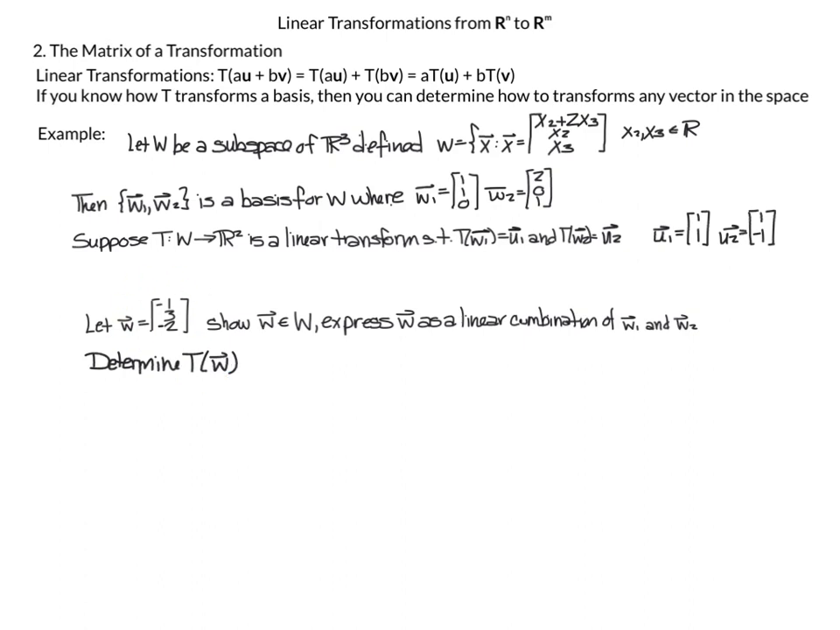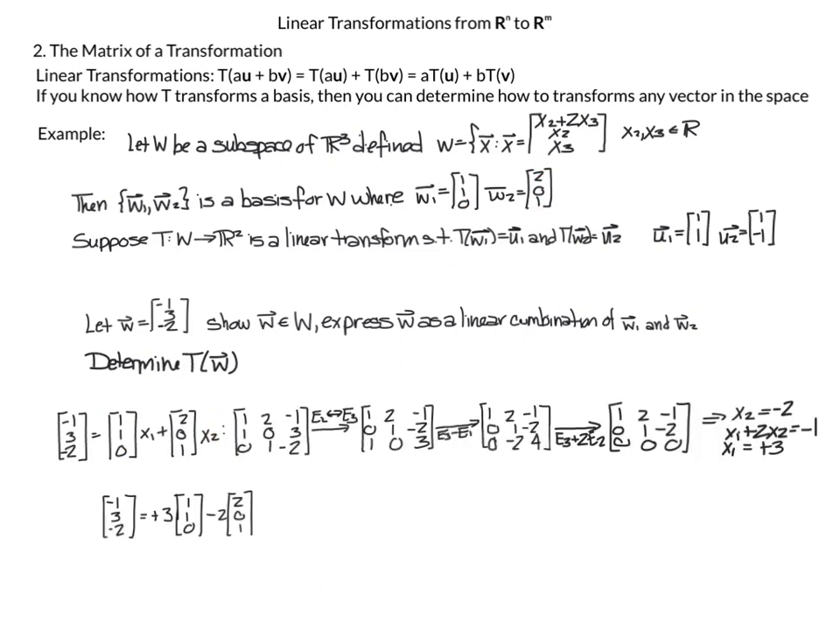this random vector. The first step is to express w, that's (-1, 3, -2), as a linear combination of w1 and w2. In other words, I want to take my w, (-1, 3, -2), and express it as a scalar times my first basis vector, (1, 1, 0), plus a scalar times my second vector, (2, 0, 1). And I know how to solve this equation.